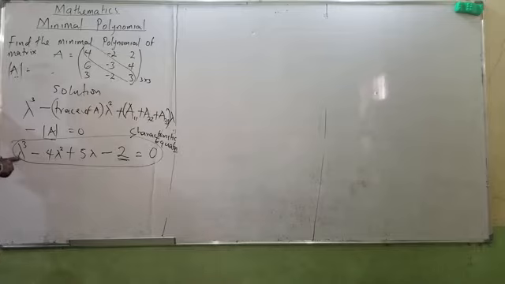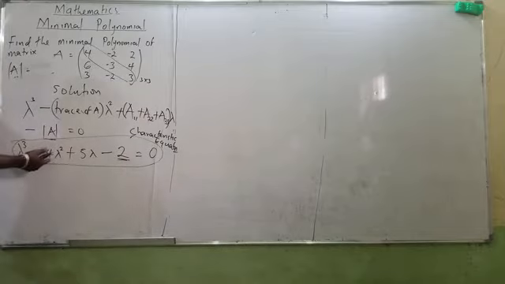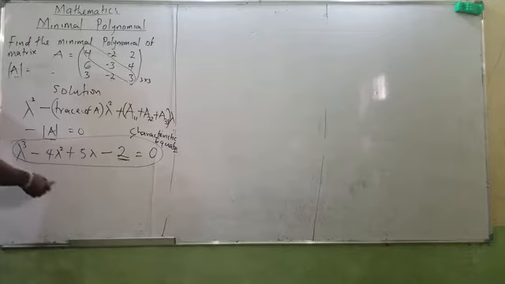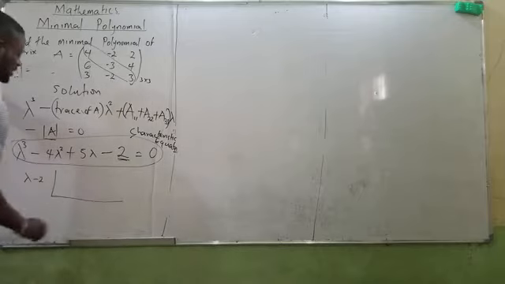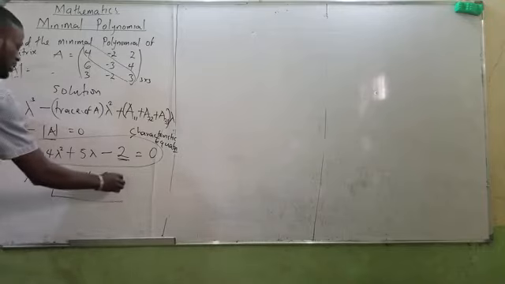If I put 2, this is 8. This is going to be 10. And here will be 2. Now, 8, 16. And 10 plus 12. Are we having 2? I think my lambda equals to 2 is one of them, which is going to be 0. Now, since my lambda equals to 2, it means my lambda minus 2. I'm working towards synthetic now. I have 1, minus 4, 5, and minus 2.